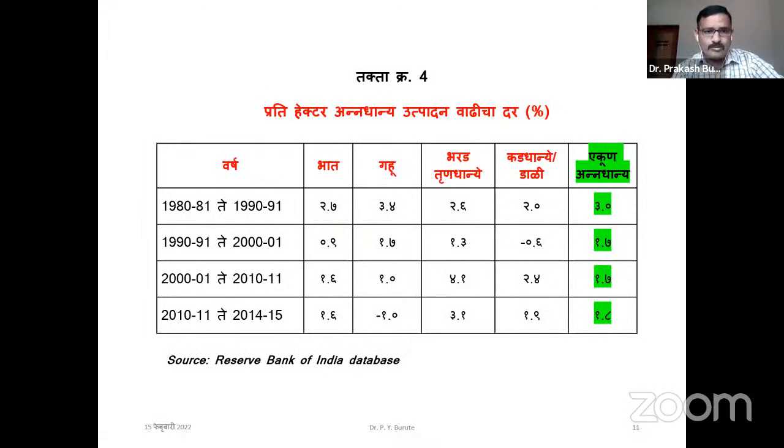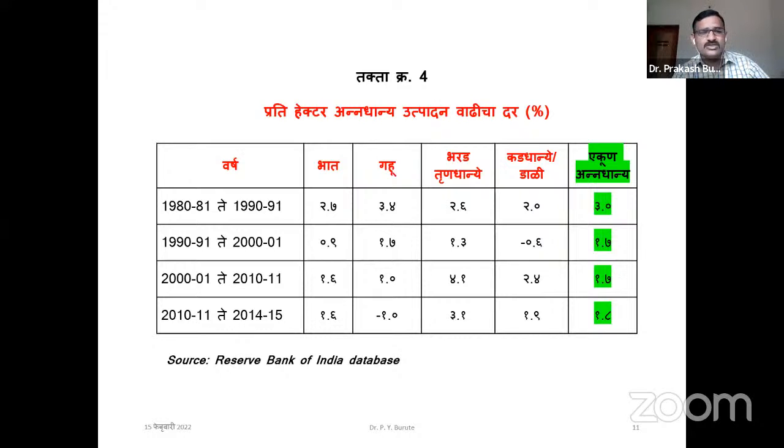पुढचा तक्ता आपल्याला दिसतो की प्रति हेक्टर अन्नधान्य उत्पादन वाढीचा दर. यामध्ये 1980-81 ते 2014-15 या कालावधीचा विचार केलेला आहे. ठराविक पिकांच्या बाबतीमध्ये या ठिकाणी विचार केलेला आहे आणि यामध्ये आपल्याला असं दिसून येतं की 1980-81 ते 90-91 मध्ये एकूण अन्नधान्याचा उत्पादन वाढीचा दर विचारात घेतला तर तो 3% इतका दिसतो आणि तोच दर 2010-11 ते 2014-15 या कालावधीत जर पाहिला तर तो 1.8 इतका म्हणजेच जवळपास निम्म्याने कमी झालेला आपल्याला दिसून येतो.